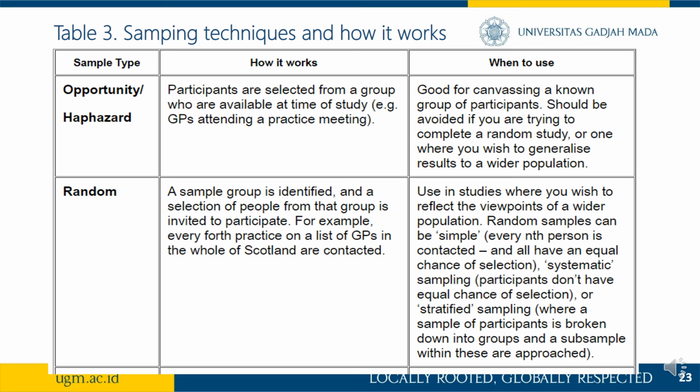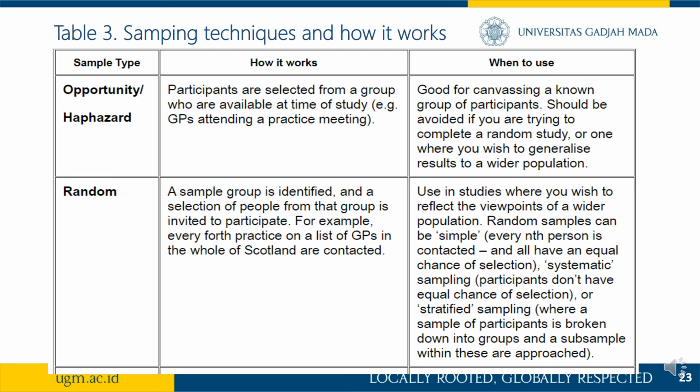But we should avoid it if we are trying to complete a random study, or one where you wish to generalize the result to a wider population. Then we choose random sampling. A sample is identified by selecting people from the group that is invited to participate. For example, every fourth patient on the list of a doctor in the whole of Scotland is contacted. Use it in studies where you wish to reflect the viewpoint of a wider population.